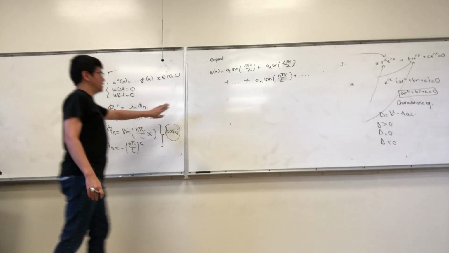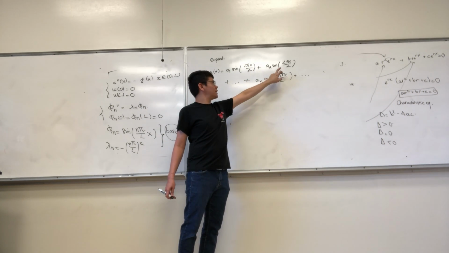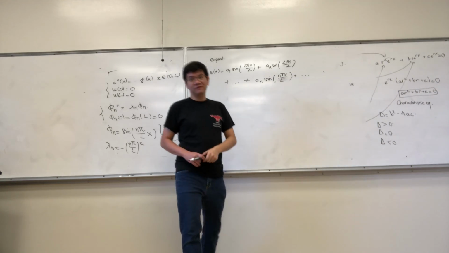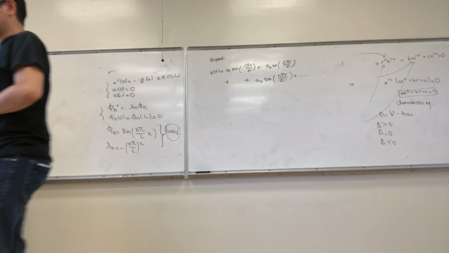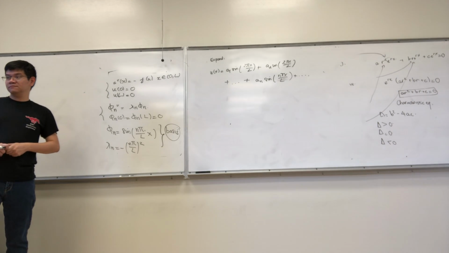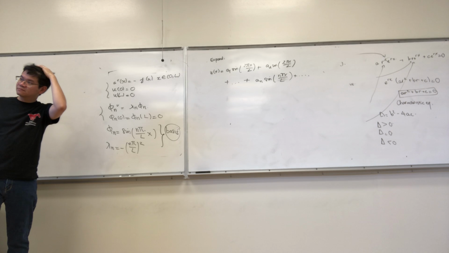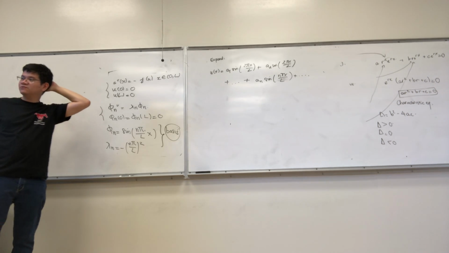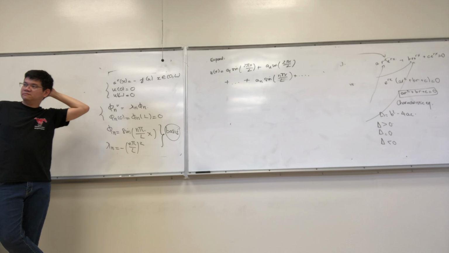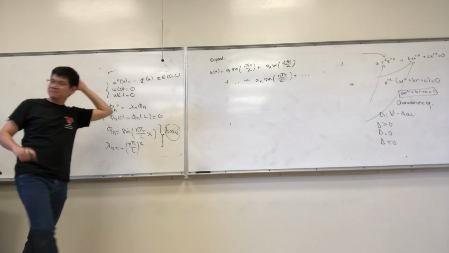You're going to have a1 sin(πx/L) plus a2 sin(2πx/L) and so on up to an sin(nπx/L). So what is the next step? You have to solve for the coefficients in this case. So how do you solve for the coefficient? We know that Pn equals an times lambda n.